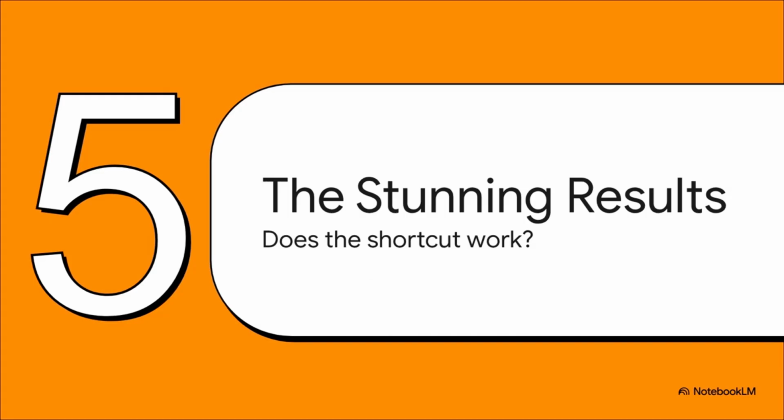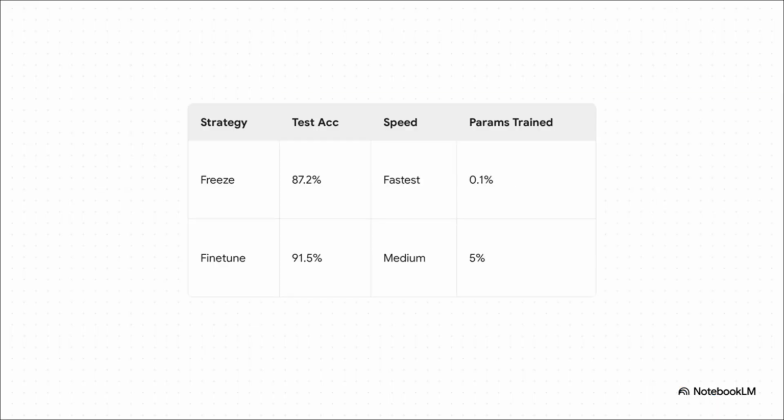All right, so we've got our challenge, we've got our two different strategies. Now it is time for the moment of truth. Did this so-called genius shortcut actually pay off? Let's see how they did on the flower challenge. And the results are in, and wow, they are nothing short of impressive. Check this out. The super fast freeze method clocked in at an amazing 87.2% accuracy. That's incredible. But the slightly slower fine-tuned strategy, the one that let the model adapt just a little bit, actually pulled ahead with a stunning 91.5% accuracy.